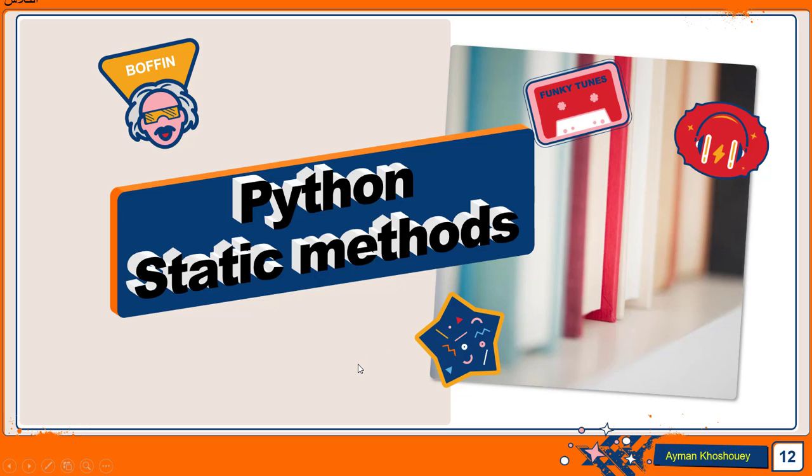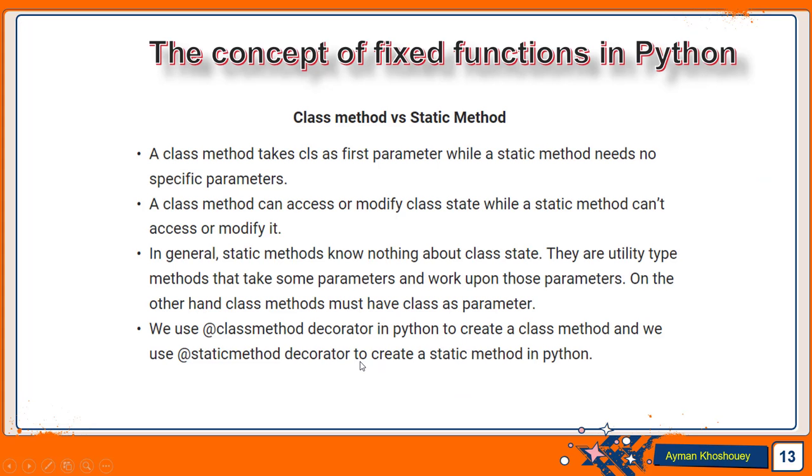We will be talking now about Python static methods. There is a static method in Python, the concept of a fixed function. Class method versus static method: a class method takes cls as the first parameter, while the static method needs no specific parameter.